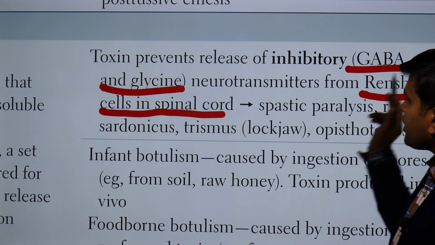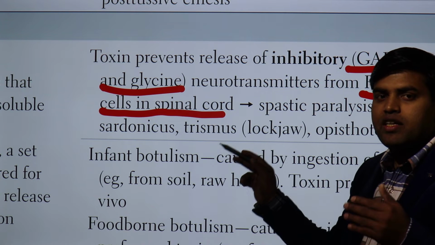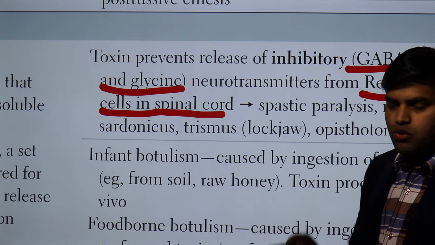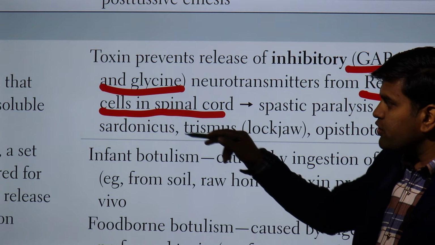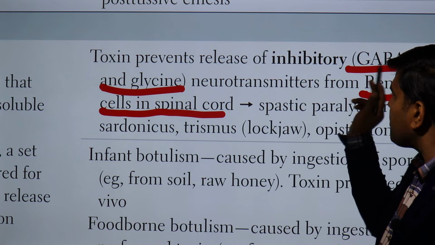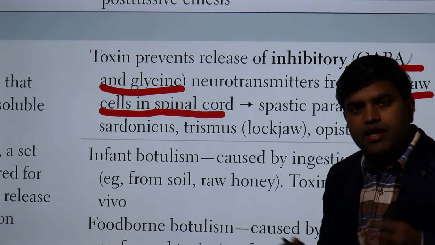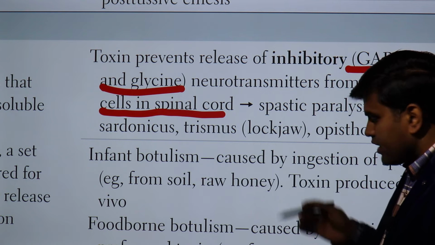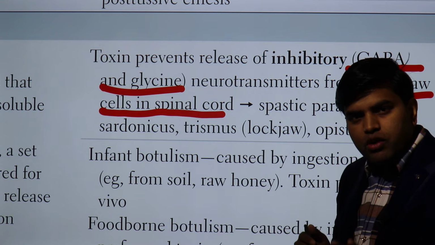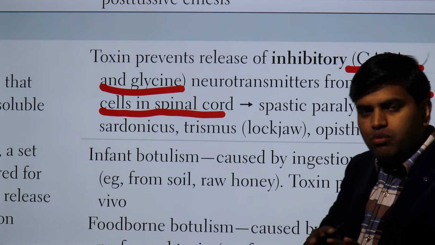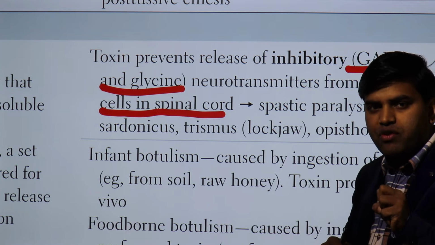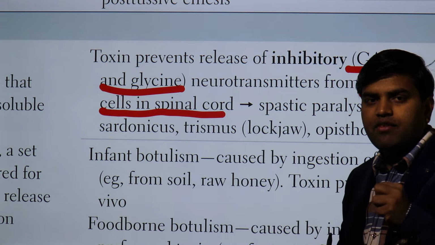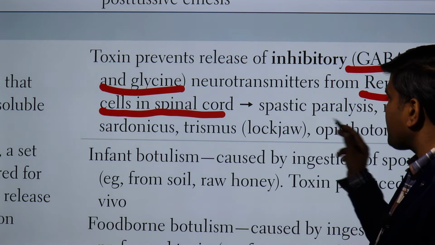Why have they not come out? Because they are released from the Renshaw cell in the spinal cord, and that has been cleaved by proteases, broken down by this tetanospasmin. So due to tetanospasmin, no Renshaw cell, there is no release of GABA and glycine. Since GABA and glycine are not present in the synapse, what happens? They normally inhibit your lower motor neuron. Since they are not inhibiting, its action becomes profound. So the lower motor neuron, without proper guidance, acts rapidly, and that causes spastic paralysis.